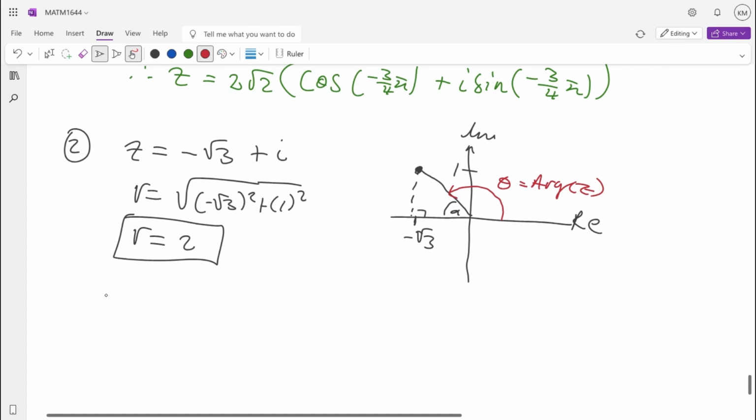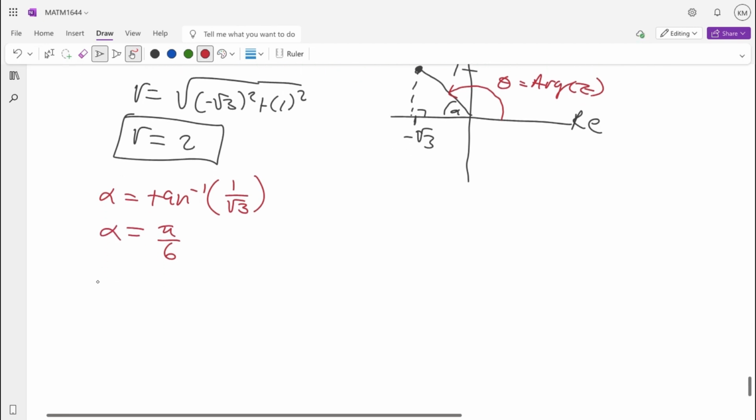Now let's find our reference angle. That means alpha will just be arctan of b over a, and we know that b is 1, divided by root 3. Don't take the negative, just take root 3 like that. We know that arctan of 1 over root 3 is pi over 6, so our reference angle is pi over 6. Now our big argument of z, which is theta, in the second quadrant, will be pi minus the reference angle.